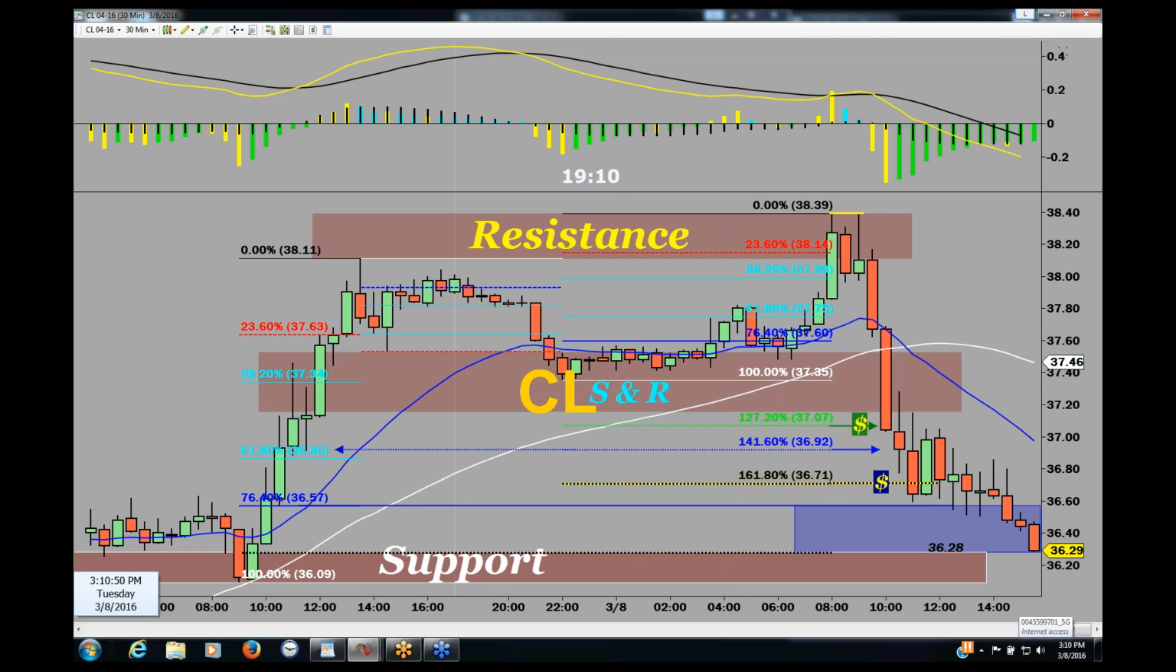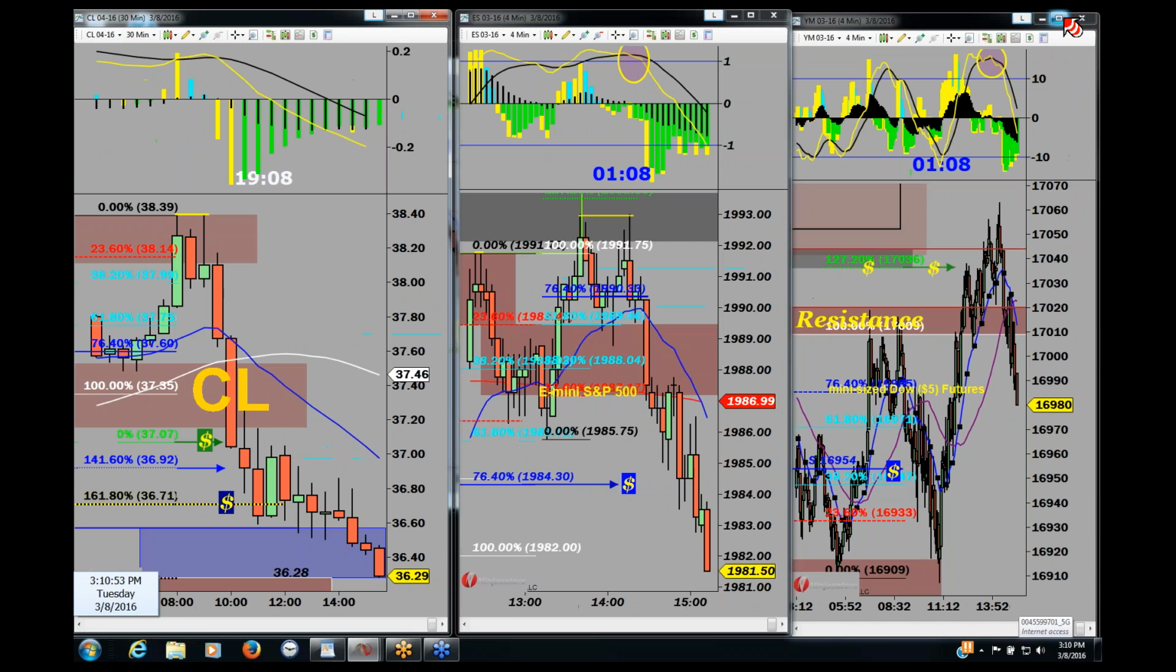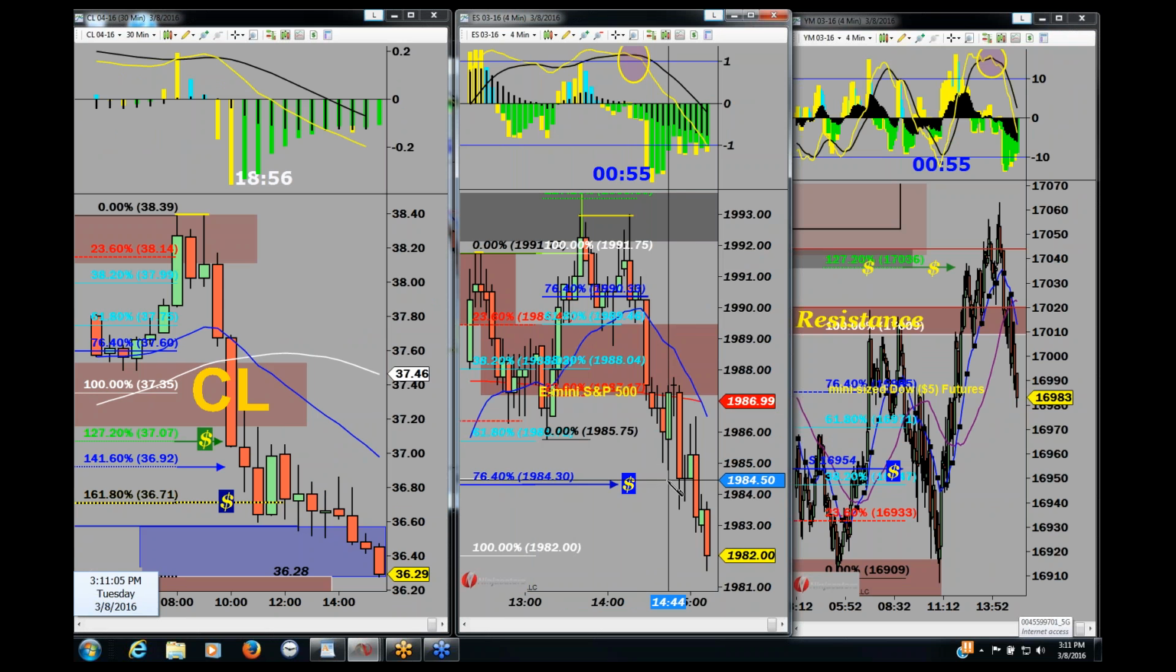We'll pop over to your ES chart in the center. Money off. Some of the position off at 84.25. A little push back to the upside, and then here we are.